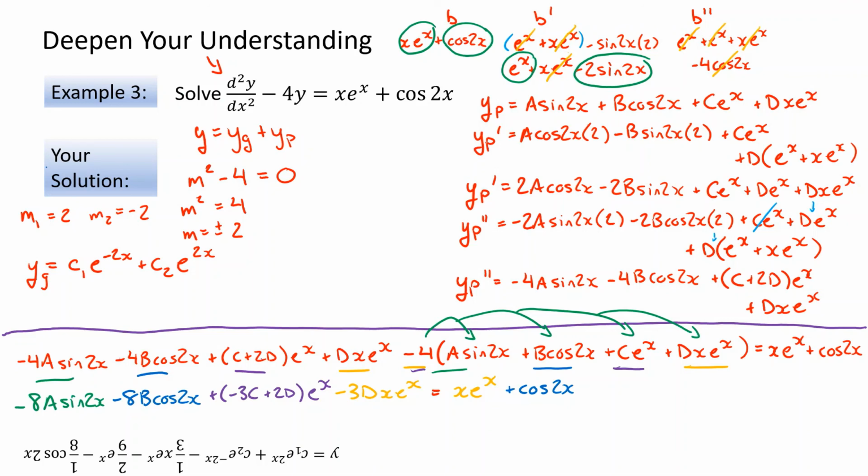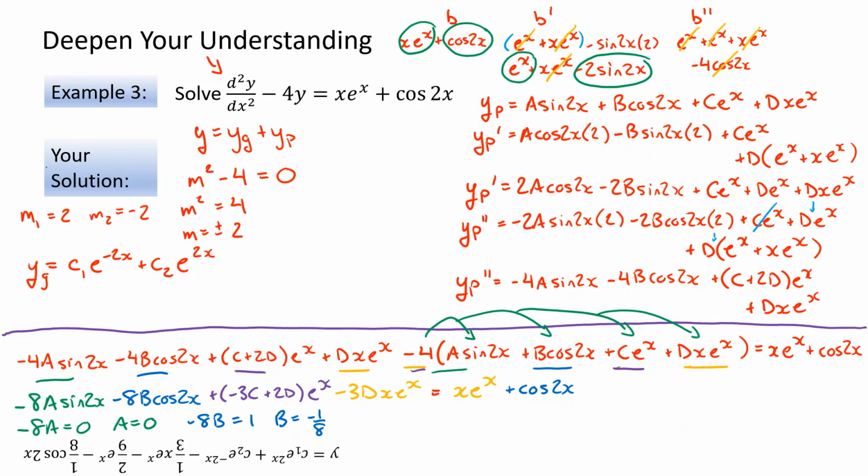Okay? So what we have is we only have sine of 2x on the left-hand side, not the right-hand side. So what that means is that this negative 8a must equal 0. So a is 0, and in other words, not in our final solution. So a sine of 2x term is not in the final solution. For cosine, we have it on both sides. We have negative 8b on the left-hand side must be equal to 1. So that means that b must be equal to negative 1 over 8.